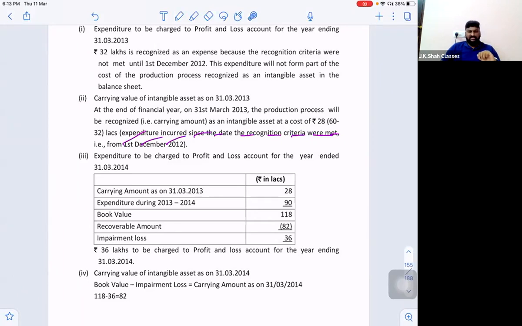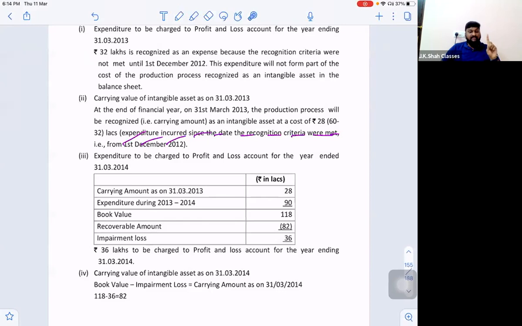Sir, you did not understand the question. The development on 1st December met the criteria, but development work is still on. You started the process from 1st April, but you were not getting satisfactory results. Finally, you got some satisfactory results on 1st December, where you can say that, yes, now I have developed something which can be converted into a final finished product as an intangible asset. So on 1st December, you meet the recognition criteria. From 1st December onwards, whatever cost you are incurring on the development can be recorded as the intangible asset.